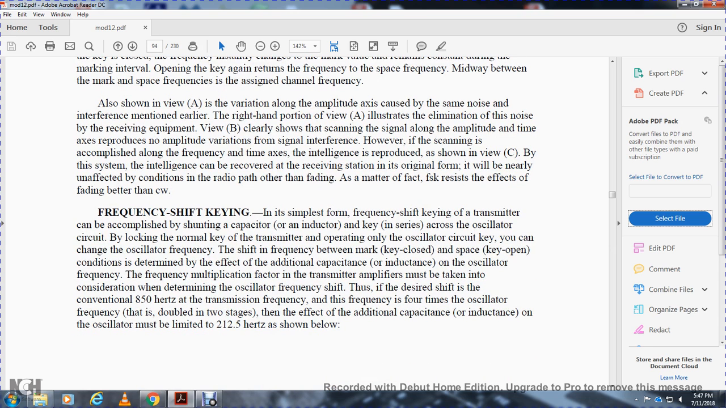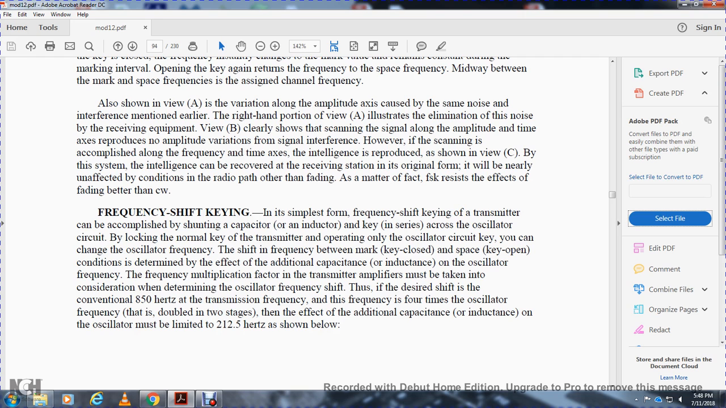Frequency shift keying. In the simplest form of frequency shift keying, the transmitter can be keyed by shunting a capacitor or inductor with a key across an oscillator circuit, keying only the oscillator circuit instead of the normal transmitter key. You can change the oscillator frequency, the shifting of the frequency between the mark with the key closed and the space with the key open, by the effect of the additional capacity or inductance on the oscillator. The frequency multiplication factor of the transmitter amplifier must be taken into consideration whenever determining the oscillator frequency shift.